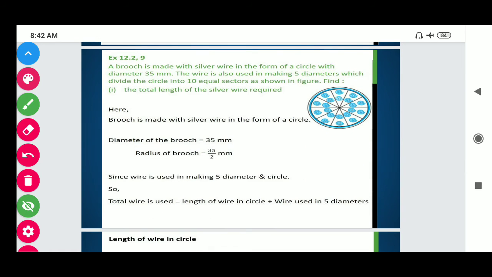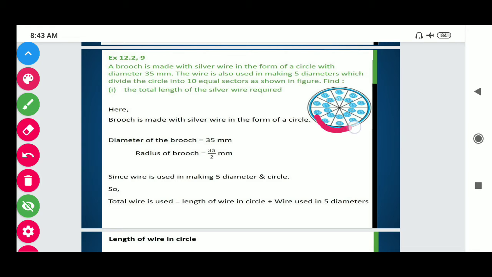Next we have the question of a brooch. A brooch is made with silver wire in the form of a circle with diameter 35 mm. The wire is also used in making 5 diameters which divide the circle into 10 equal sectors as shown in the figure. Find the total length of the silver wire required. Students, in this question we have a circle made up of silver wire and we require 5 diameters that also use the wire.